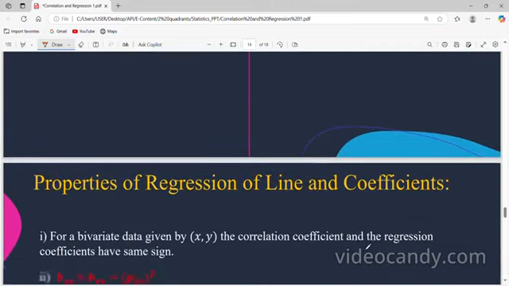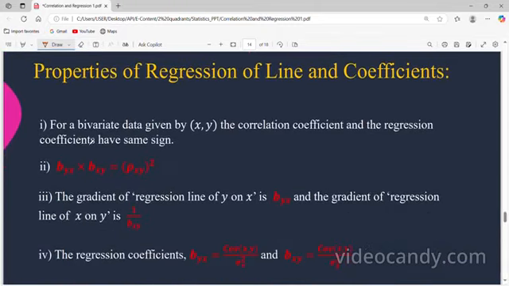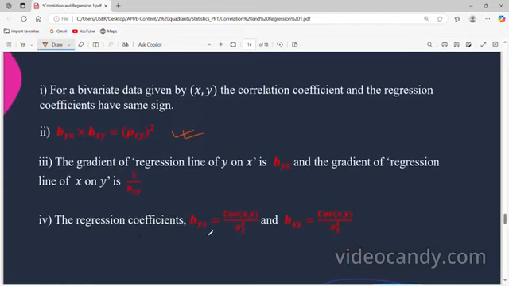Next is properties of regression line and coefficient. Number 1, for bivariate data given by x, y, the correlation coefficient and the regression coefficients have the same sign. Number 2, byx into bxy equal to rho xy whole square. Number 3, the gradient of regression line of y on x is byx, and the gradient of regression line of x on y is 1 by bxy. And the regression coefficient byx equal to covariance of xy divided by sigma x square, and bxy equal to covariance of xy divided by sigma y square.